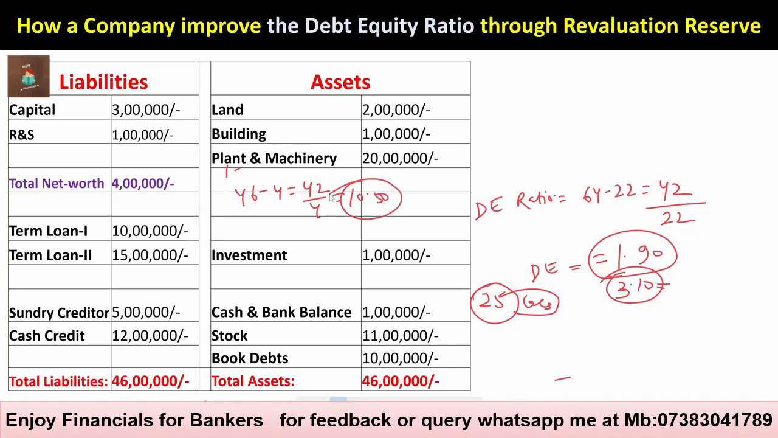Now you stipulate a condition that the company should infuse capital so that the D ratio is brought down to 4 to 5, as per the policy of different banks. So that is the role of the revaluation reserve, and while recasting the data into CMA, you should take care of this aspect. Hopefully you have understood the concept of the revaluation reserve.